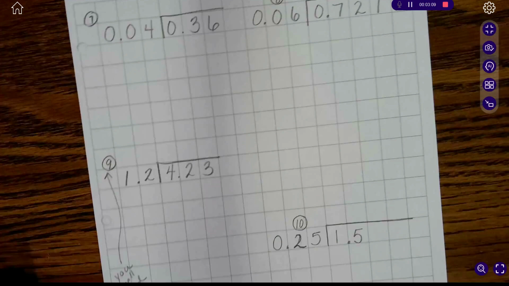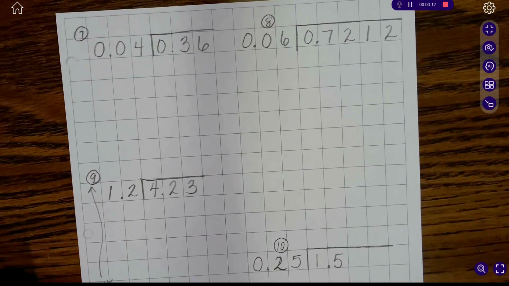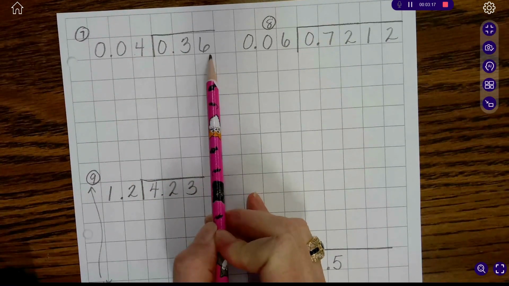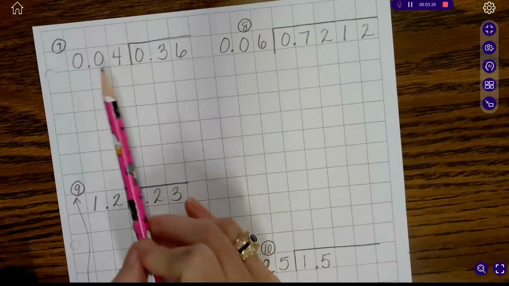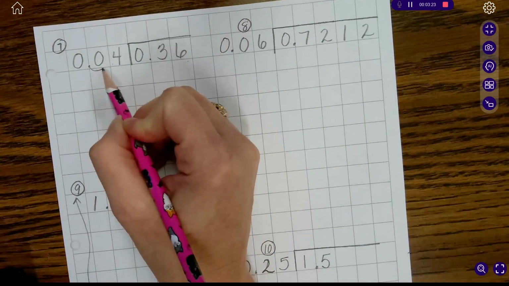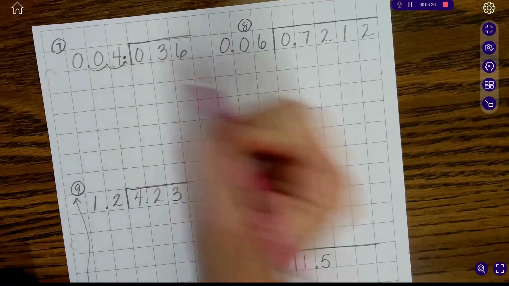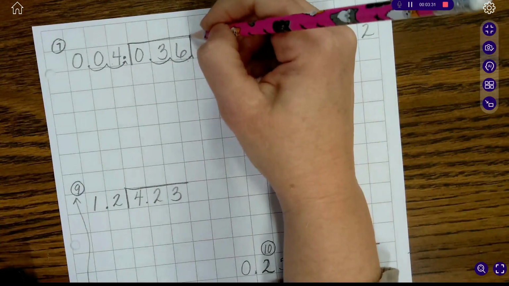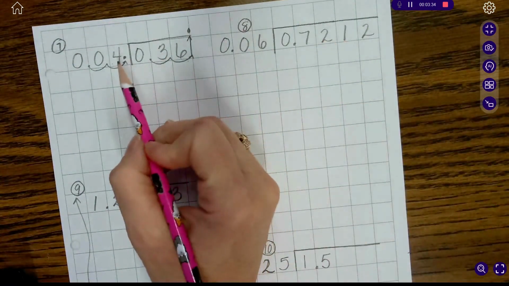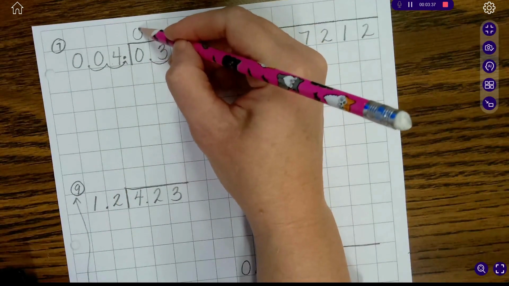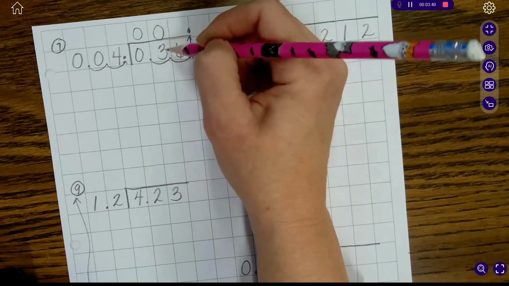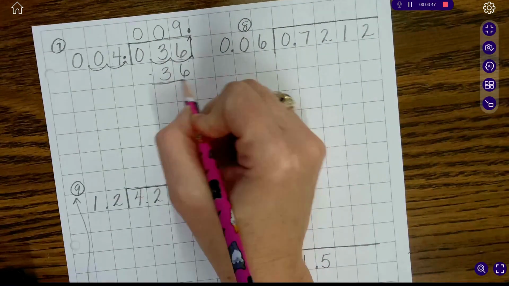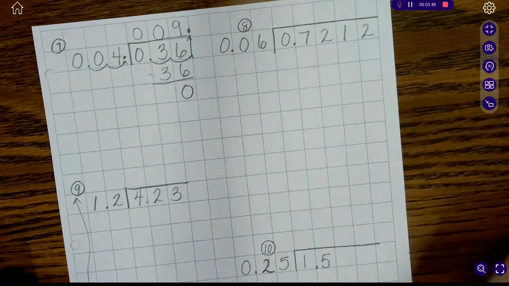Next page, we have 4/100ths as our divisor and 36/100ths as our dividend. So in order to make this a whole number, we have to move the decimal twice to the right. This means we're going to move the decimal point twice to the right here. I'm going to bring it right up into our problem. So 4 cannot divide 0, cannot divide 3. It can divide 36 9 times. 9 times 4 is 36. And when I subtract, I get 0.